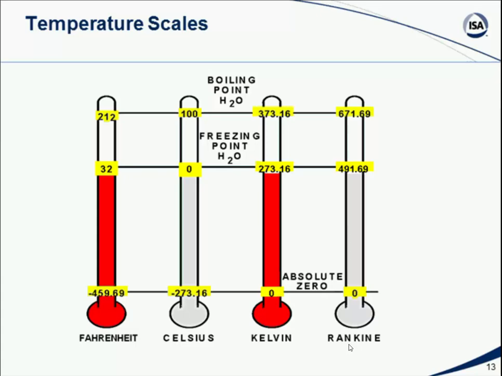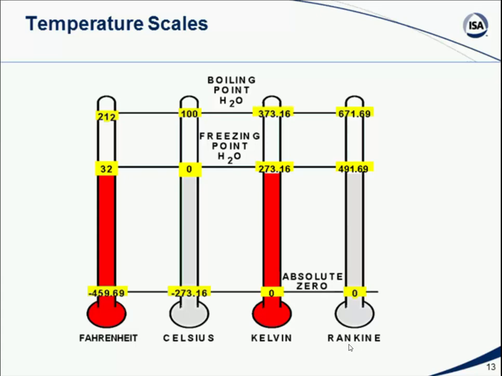And the Rankine scale on the far right is really the Fahrenheit scale adjusted so that absolute zero is zero, so that water freezes at 491 and boils at 671 degrees.